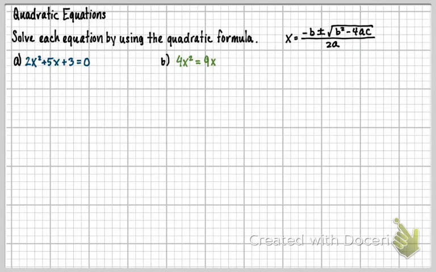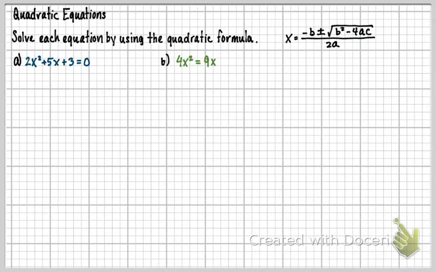Quadratic equations. For this one, we're going to solve equations by using the quadratic formula. Now, the quadratic formula is x equals negative b plus or minus the square root of b squared minus 4ac all over 2a. So we're just going to use that here.